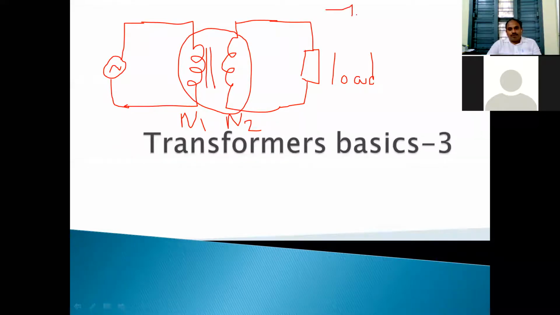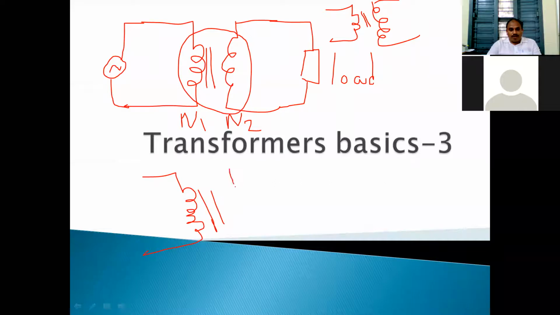This is the one transformer, this is the core. Step-up transformer means more turns on the secondary. Step-down transformer means less number of turns on the secondary. Step up, step down, and isolation transformer is there.